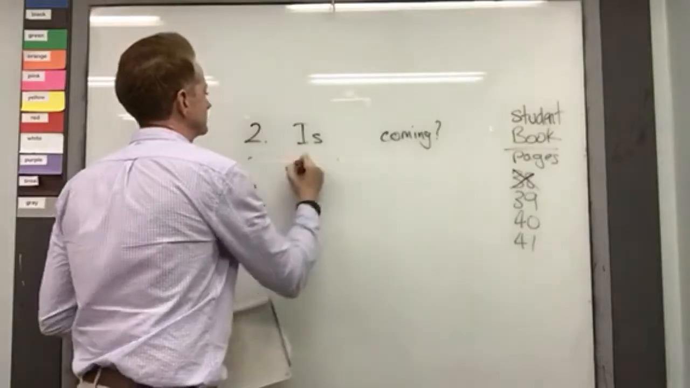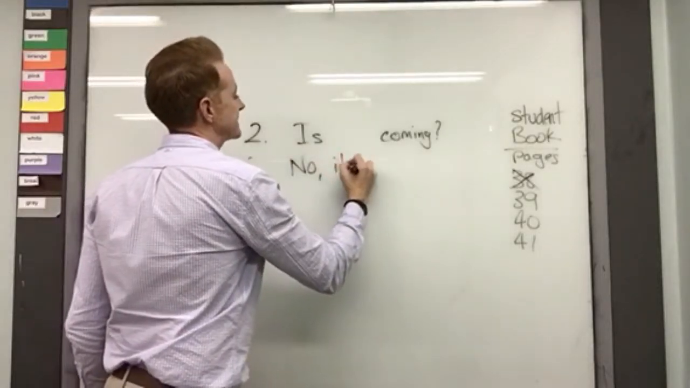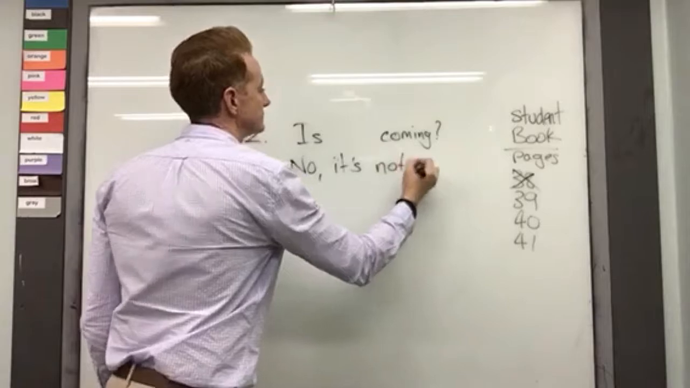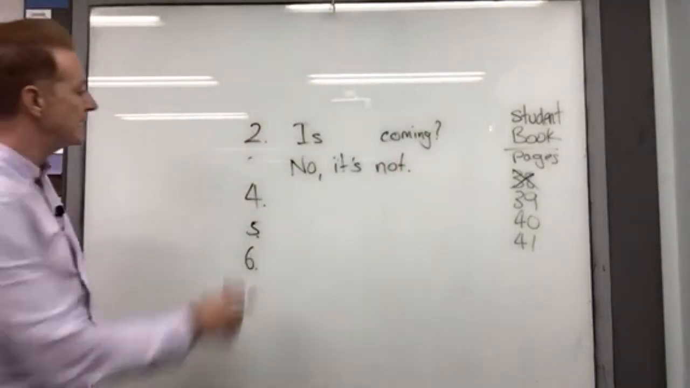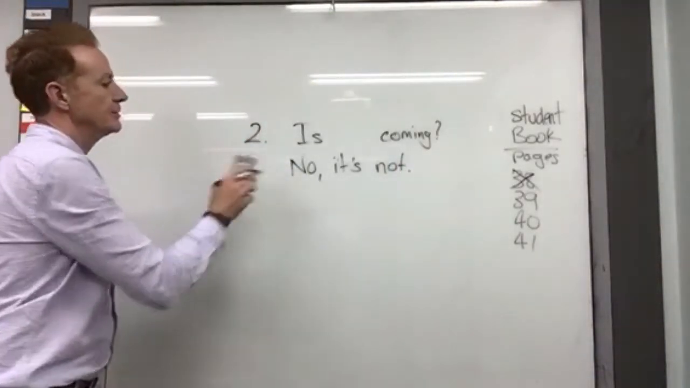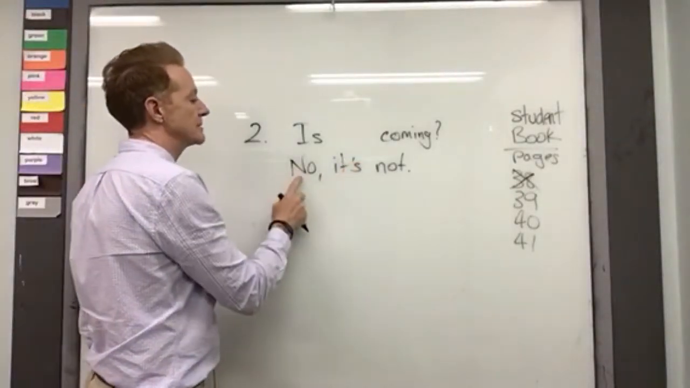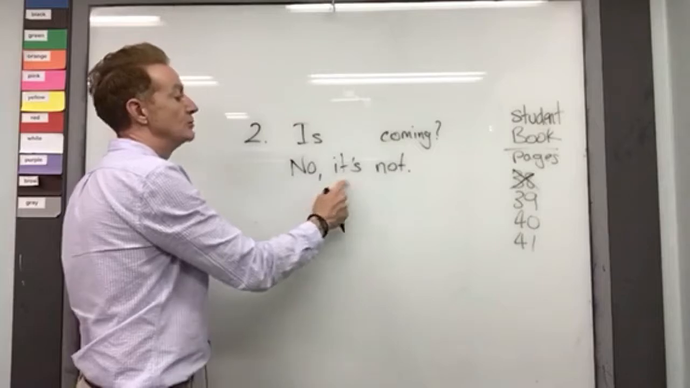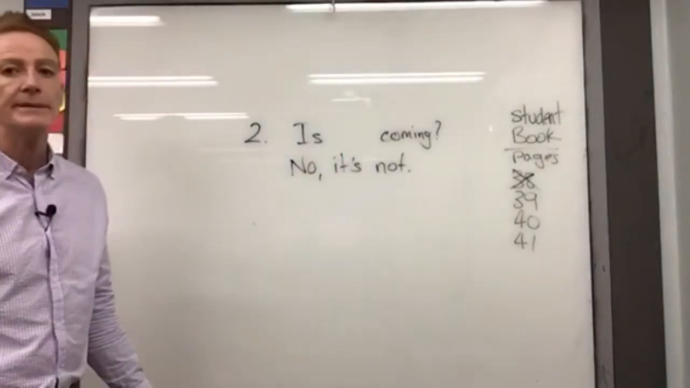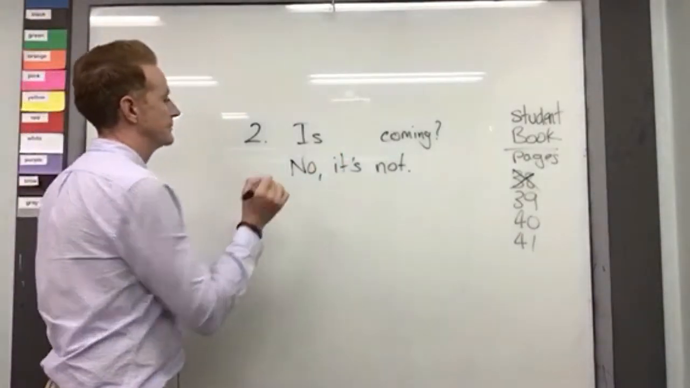Is the bus coming? No, it's not. Make sure you do the apostrophe, because it is no, it is not. So, is the bus coming? No, it's not.